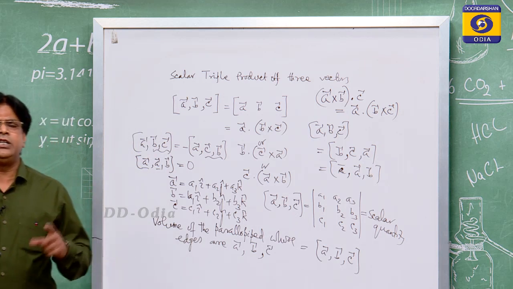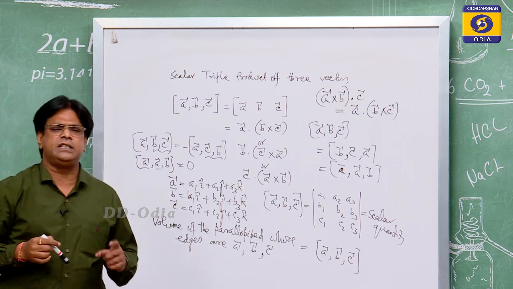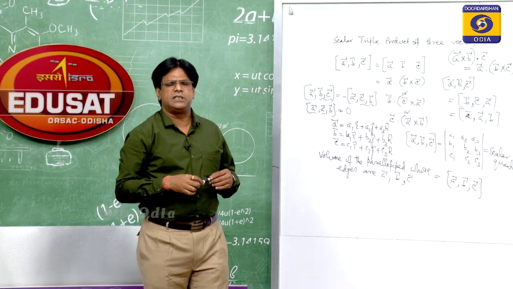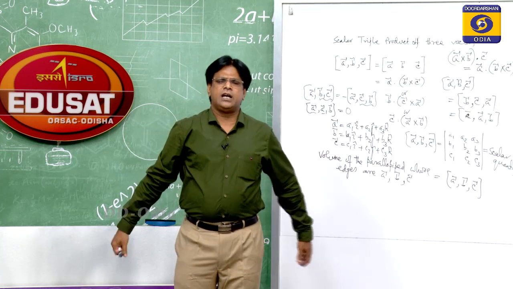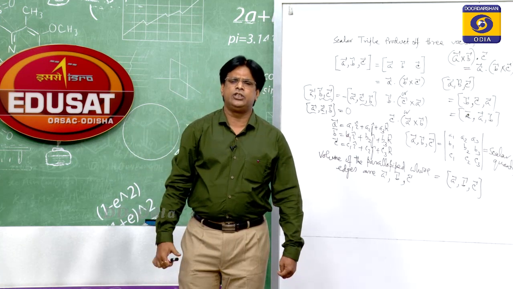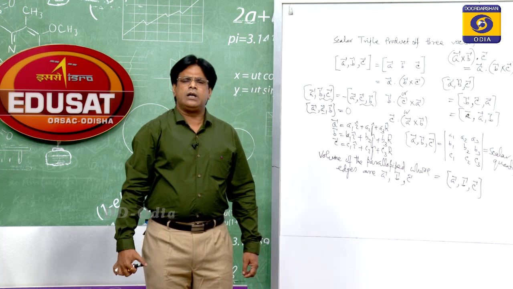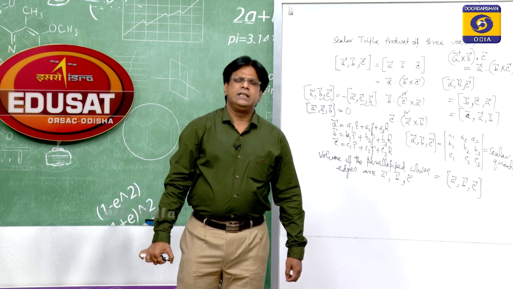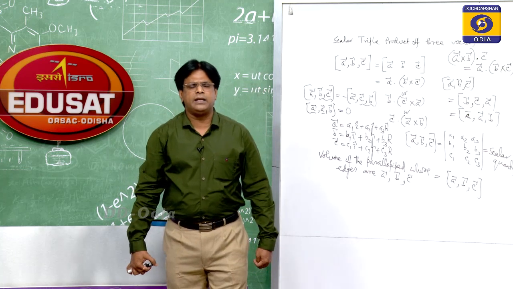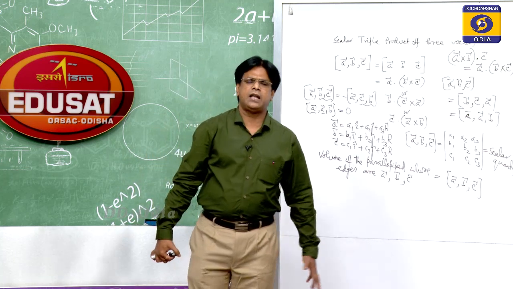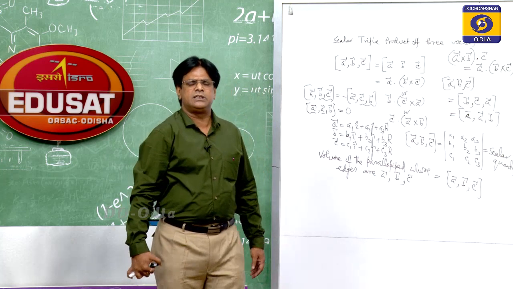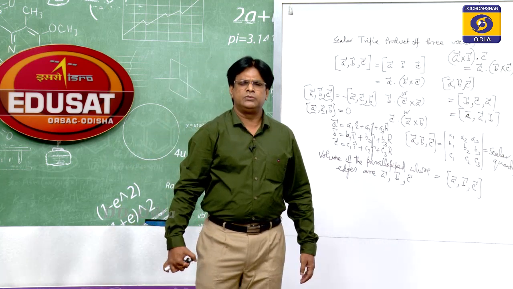Suppose we multiply T with a vector, T A B C, that is equal to T into the scalar triple product of A, B, C. Similarly, the scalar triple product of 3 vectors is 0 if any two of them are parallel or collinear. That means 3 vectors are said to be coplanar if the 3 vectors lie on the same plane, then the scalar triple product of these 3 vectors must be equal to 0.